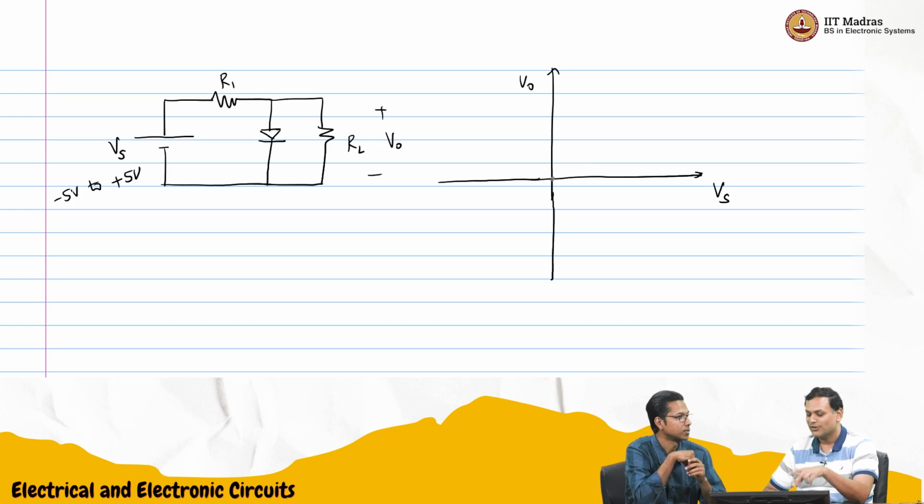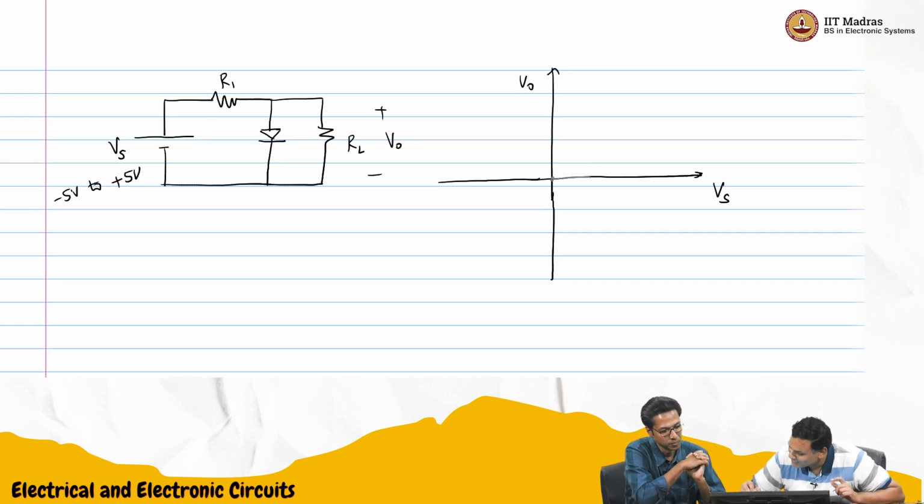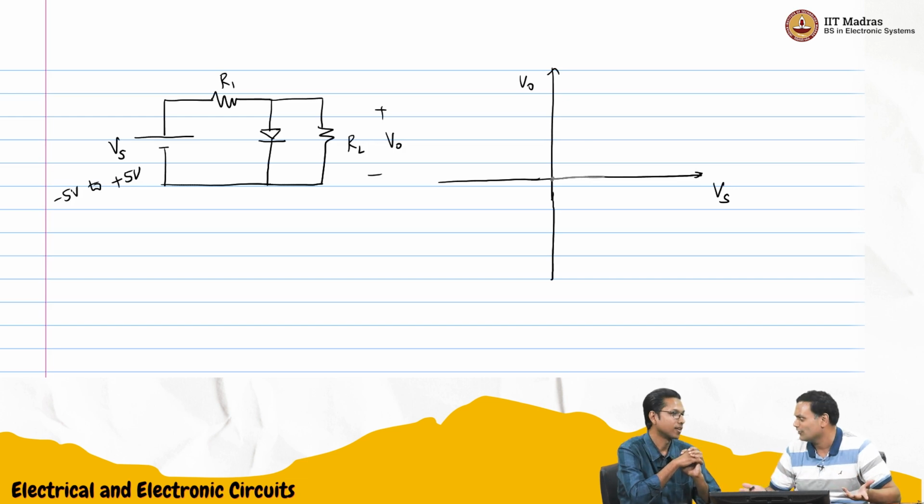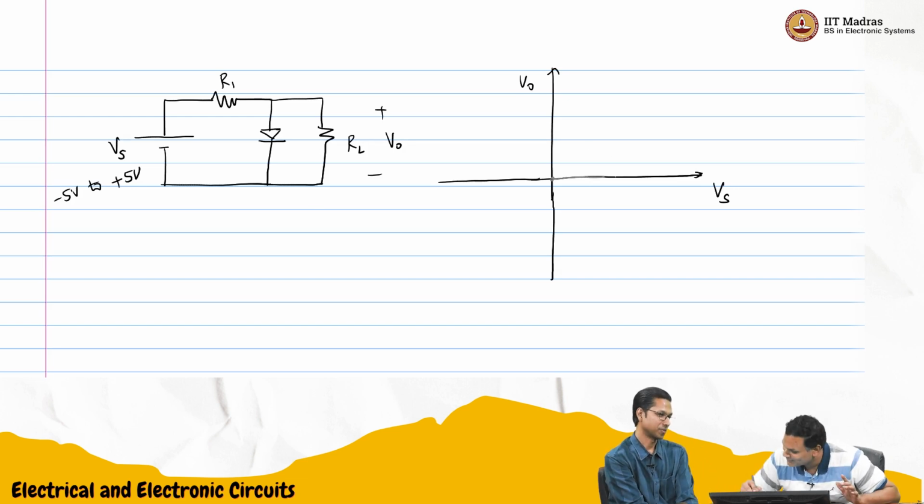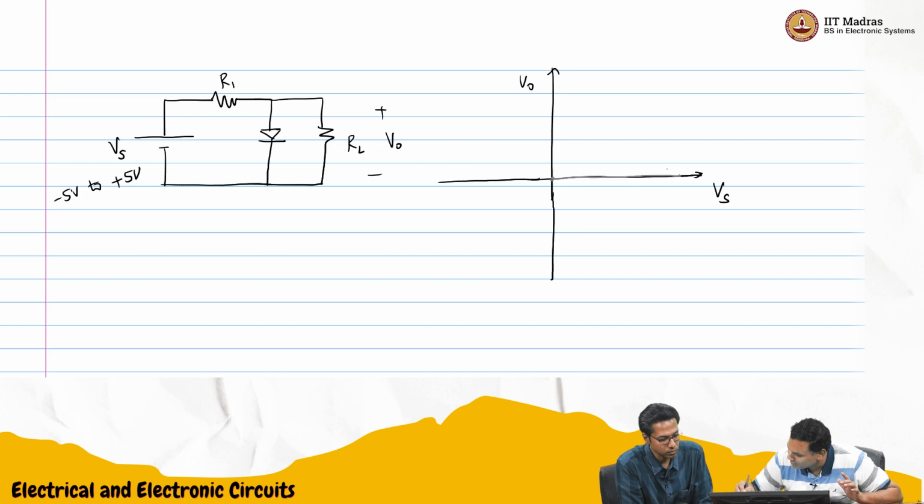So then the diode will turn on. It will be a short circuit. So then the output will be 0. Even as I keep increasing it, for any positive voltage the diode is on, and the output is 0.